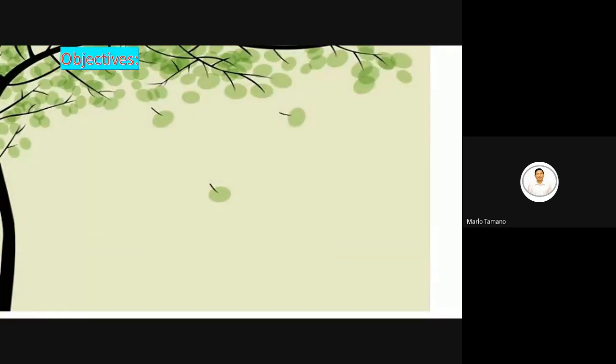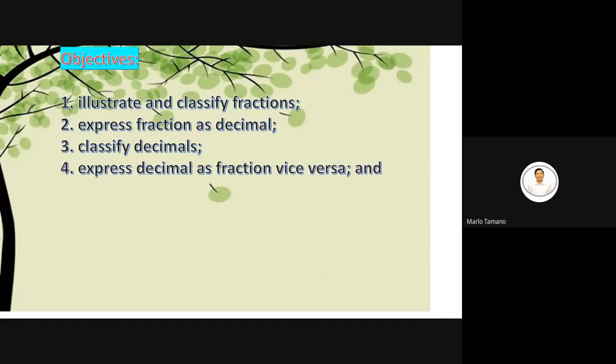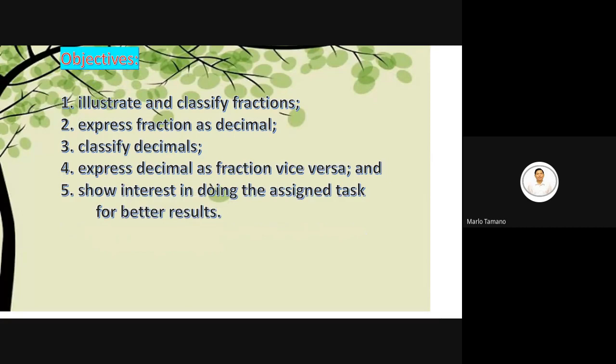Today we have changing fraction to decimal and vice versa. Our objectives: number 1, illustrate and classify fractions. Number 2, express fraction as decimal or changing fraction as decimal. 3, classify decimals. 4, we have to change decimal as fraction, vice versa. 5, show interest in doing the assigned task for better results.